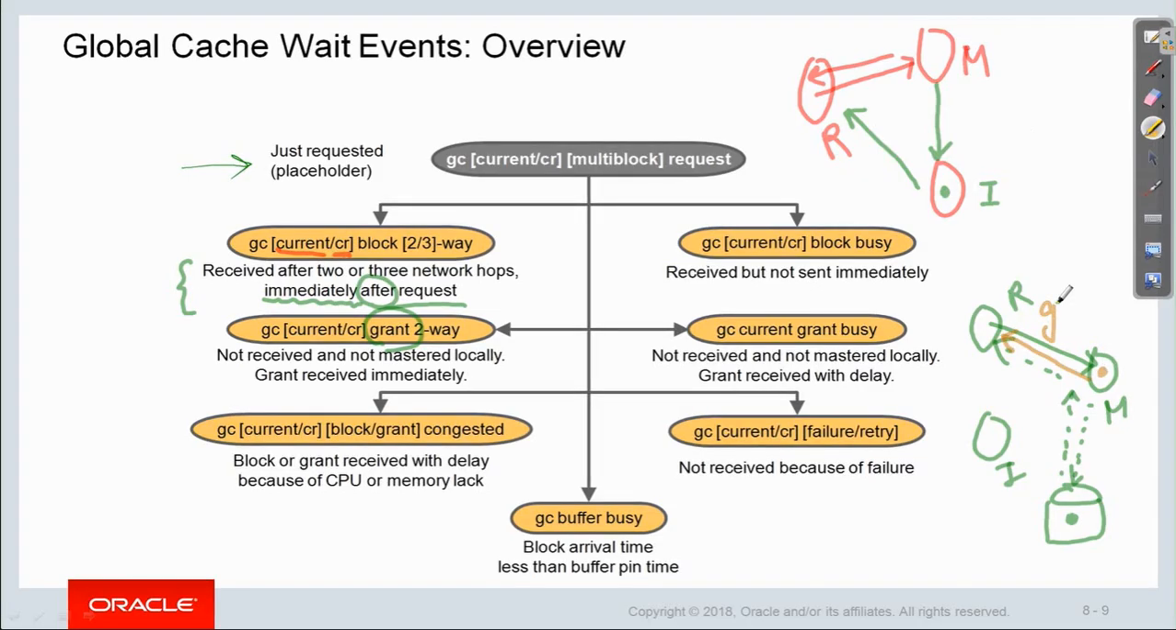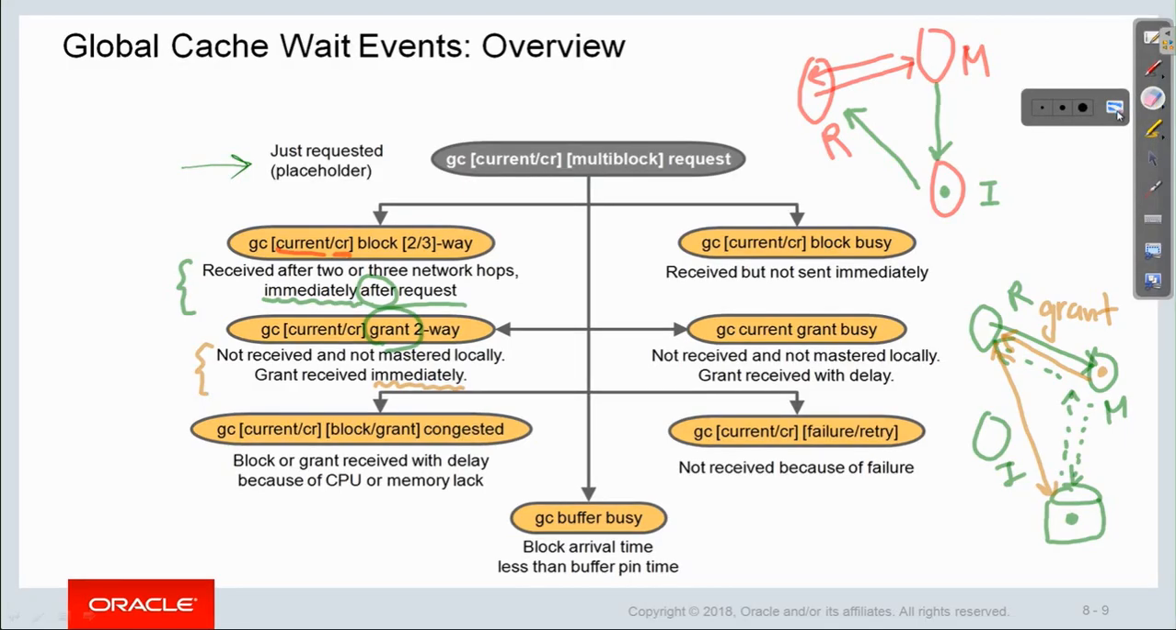Okay, I'm going to give you a grant, meaning permission. I will give you permission, and you directly access the block and read it from the disk. So that's a faster way. When you look at the description here, the block was not received and not mastered locally, but the requesting instance was able to receive the grant immediately. So that's another normal wait event, but it only gives you this kind of information.